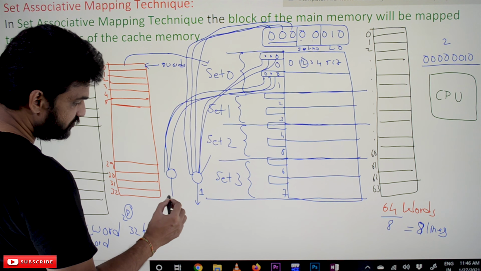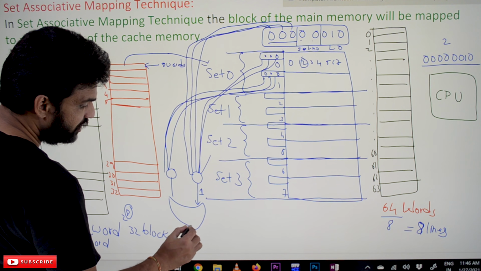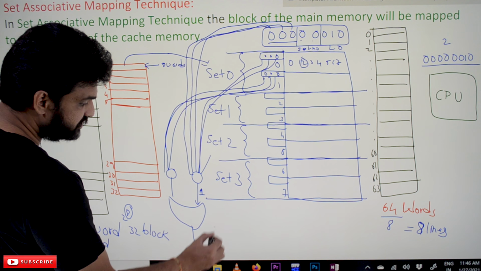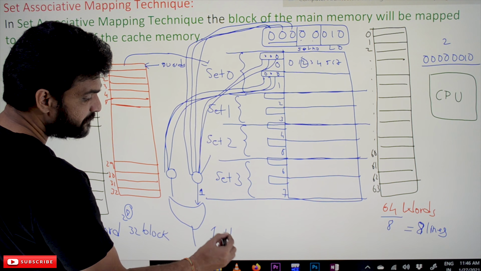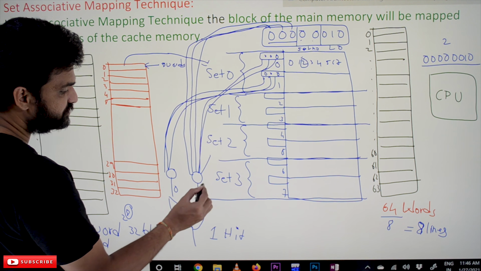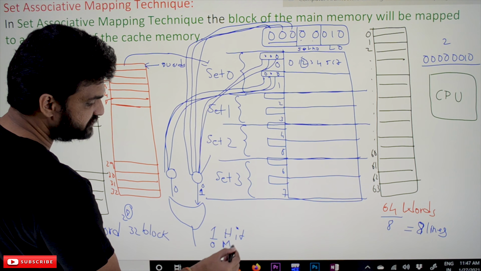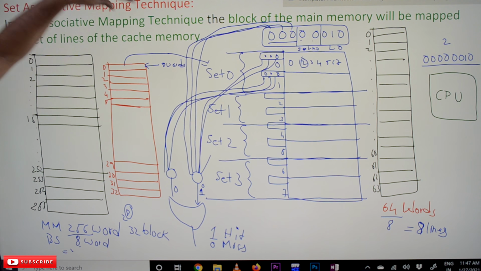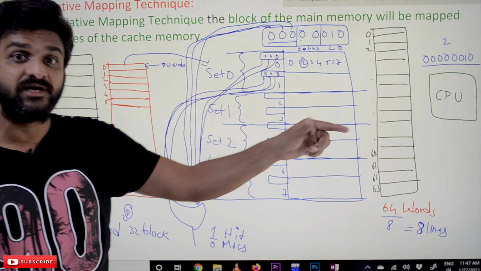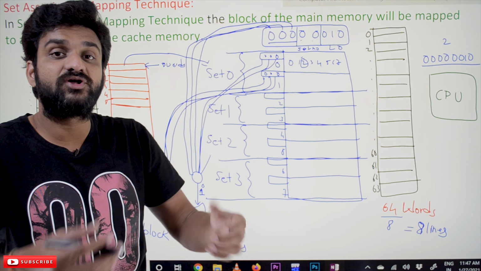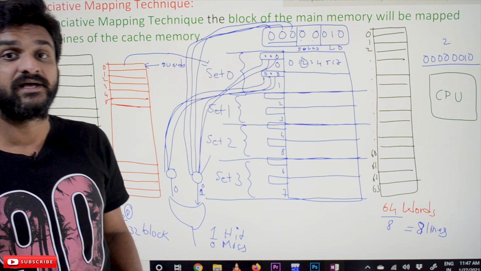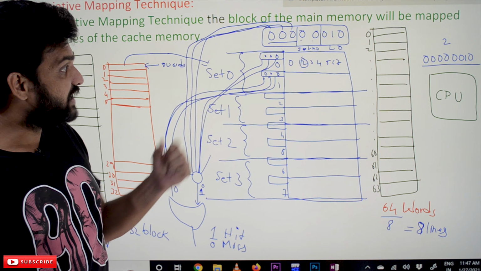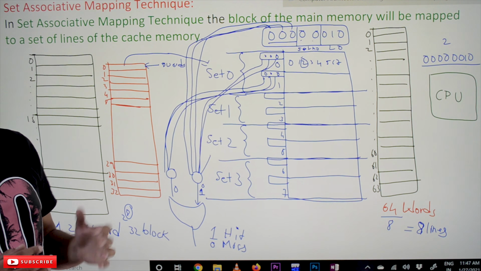These 2 comparator outputs are connected to an OR gate. If any one of them generates an output of 1, the OR gate produces an output of 1, which means it is a hit. If both of them generate zeros, it produces an output of 0, which states that it is not present in the cache memory. So 2 comparators are required for set associative mapping, whereas in associative mapping the number of comparators required is equal to the number of lines present in the cache memory.